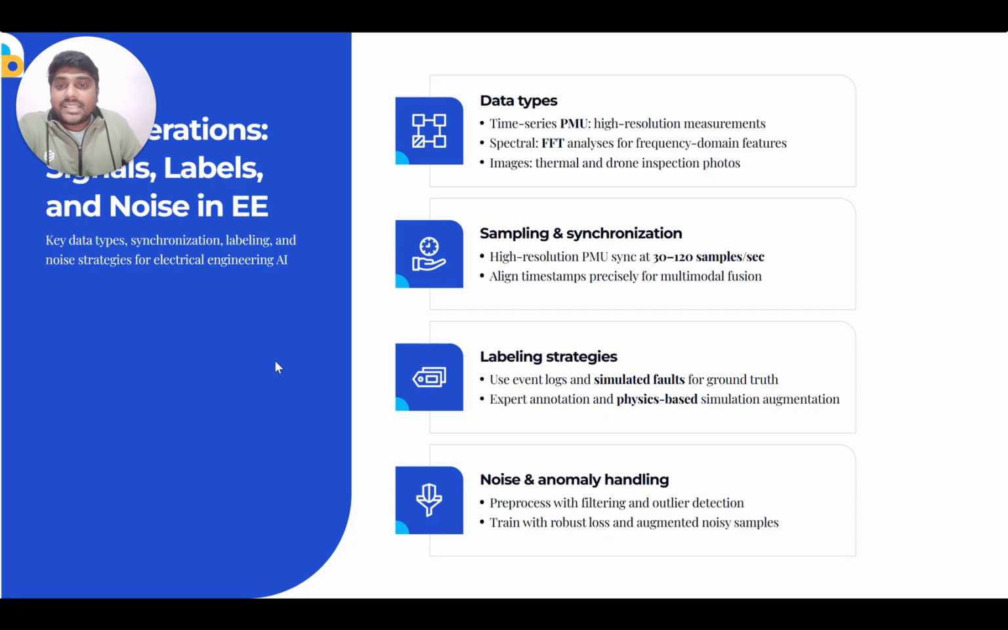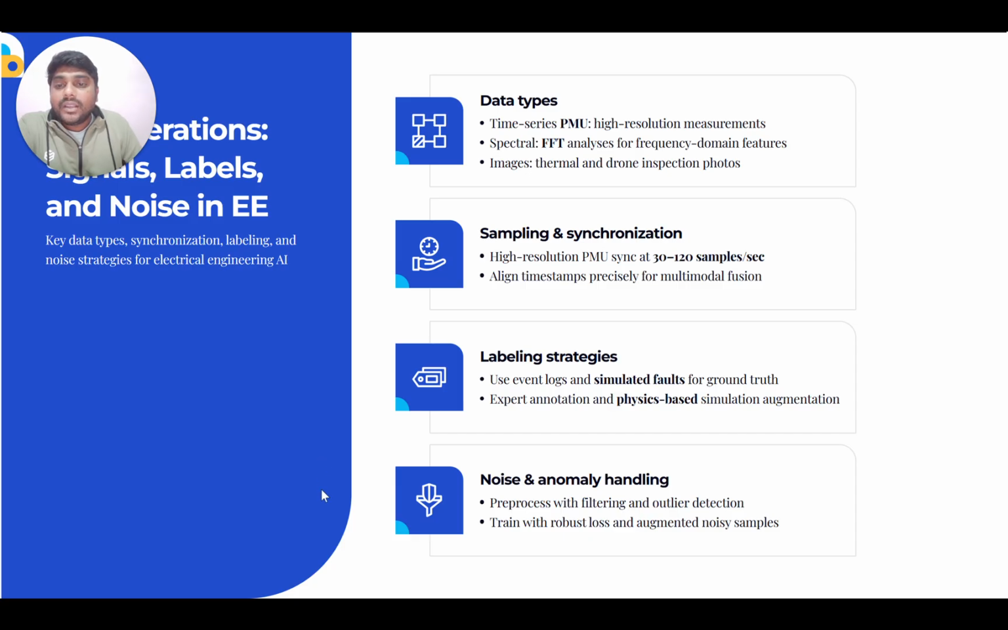Third one, labeling strategy. Real world labels are often scarce. So we use event logs and simulated faults for ground truth. A powerful technique is physics-based simulation augmentation to generate synthetic yet realistic training data.